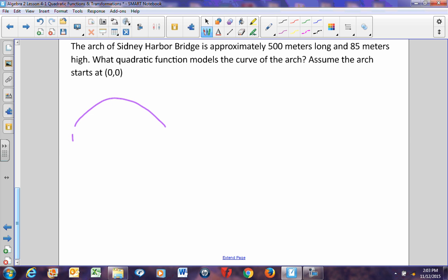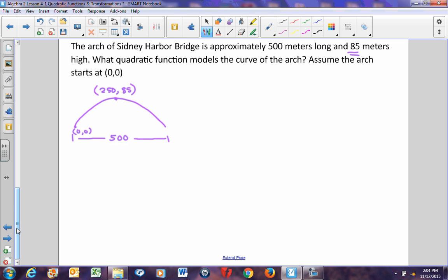So what they're saying is the bridge is 500 meters long. From start to finish, the bridge is 500 meters long. So this point here is at 0, 0. The absolute tippy top or maximum point of my bridge has got to be halfway across my bridge. So that's going to have to be 250. And it should be the maximum height of the bridge, and they told me my bridge is 85 meters tall. So this is going to be 85 right there.